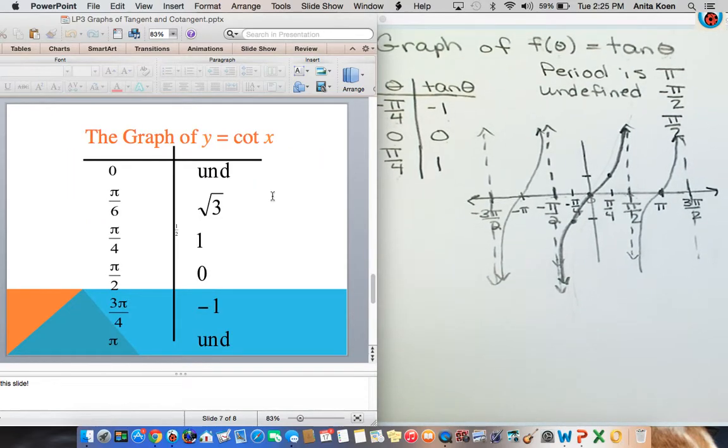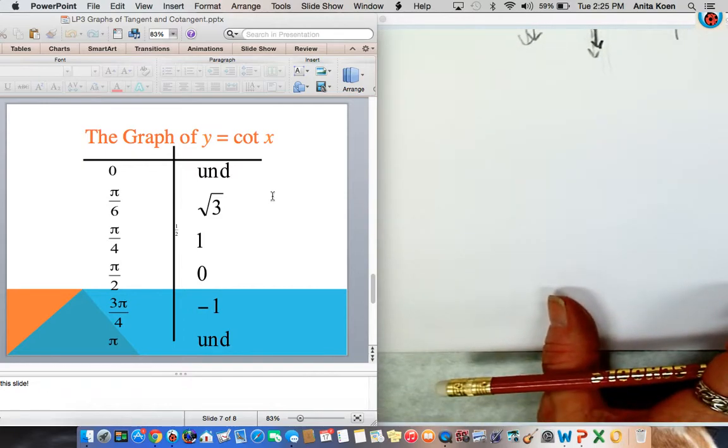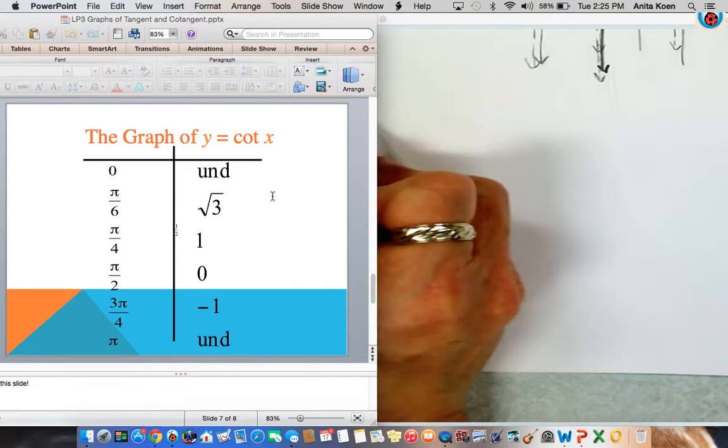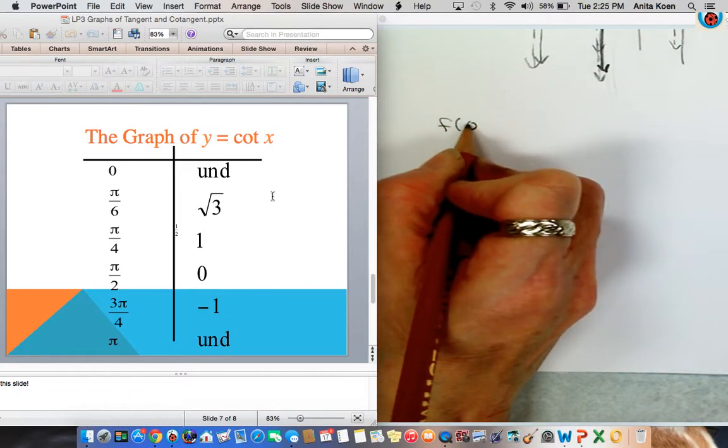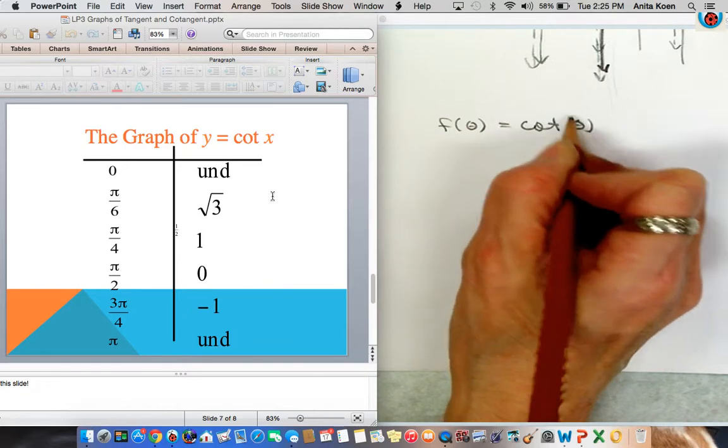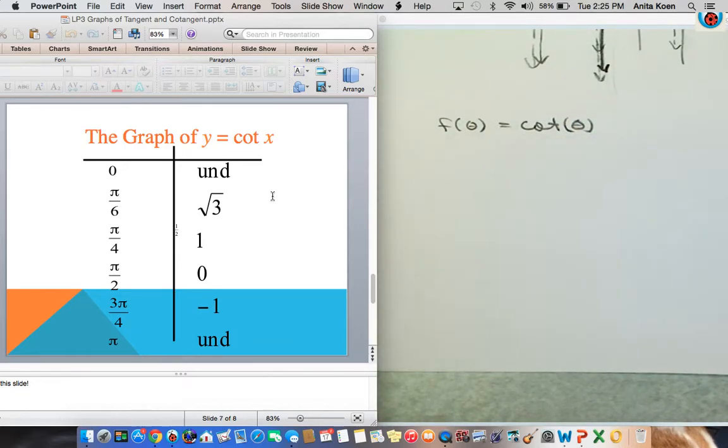All right, the next thing we're going to do is look at the graph of the cotangent function. So I'm going to slide this up just a little bit. So the graph of f of theta equals the cotangent of theta. Okay, on the PowerPoint here you can see the table of values for the cotangent. Notice that these come from your unit circle. So at 0, we're undefined. At pi over 4, we have a cotangent of 1. At pi over 2, we have 0. At 3 pi over 4, we have -1.